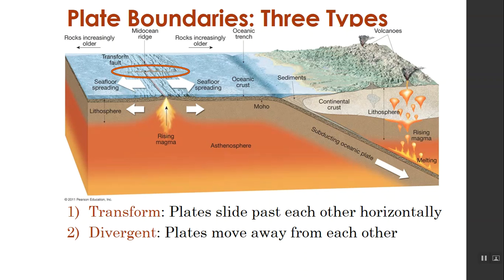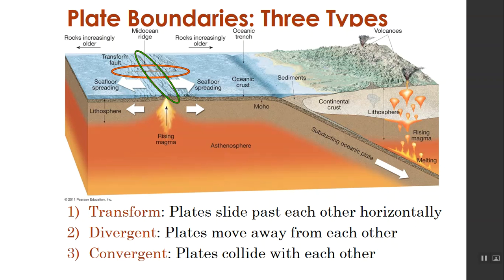Then we have divergent plates, which is where plates are moving away from each other, which again, right there. And so that's where that new seafloor is happening, where you get this pulling apart, the magma is coming up to kind of fill in that gap, and you're getting this new seafloor.